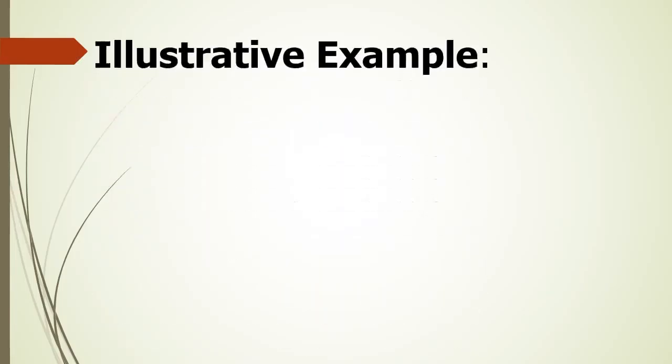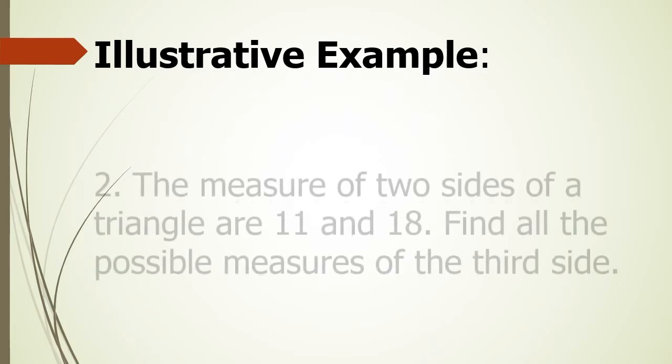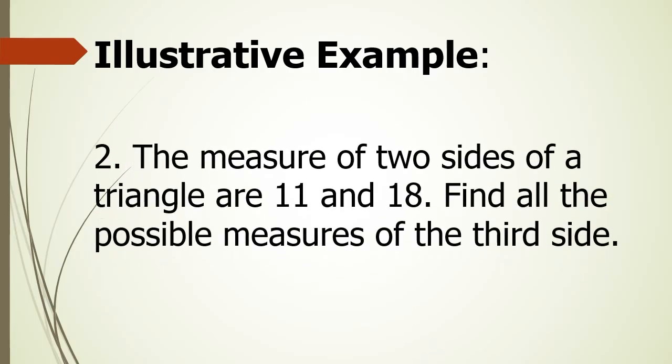So, therefore, it is not possible to have a triangle of side lengths 10 centimeters, 21 centimeters, and 35 centimeters. Illustrative example number 2. The measures of two sides of a triangle are 11 and 18. Find all the possible measures of the third side.